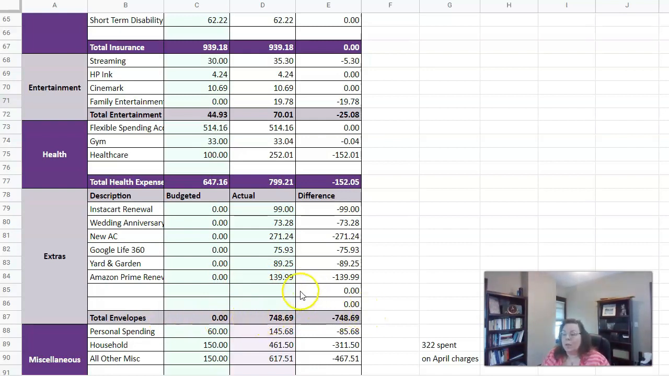The good news is, for almost all of this, we have sinking funds. The only line item that I didn't have a sinking fund for was the Yard and Garden. Everything else, we pulled it in from sinking funds, and that's one of the reasons why that ended up being so much higher than what we planned. But that is exactly why we have sinking funds, so we have the money there when we need it.